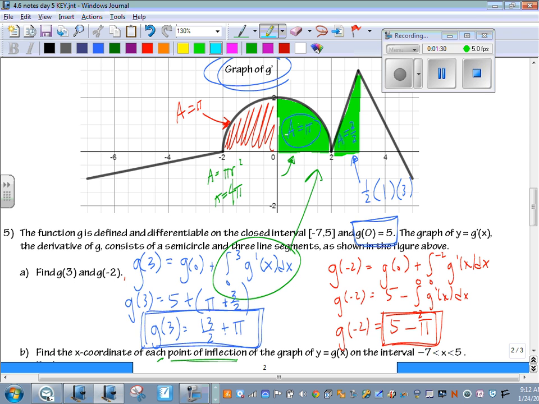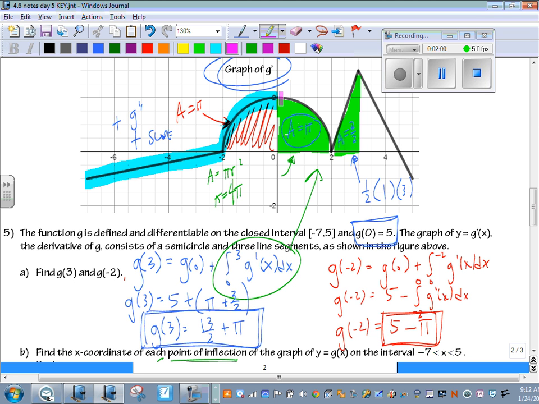So let's look at this. For this first part, this whole line right here, what is our slope? Positive slope. That means we have a positive second derivative. How about this part of the semicircle? Slope is positive here still, right?